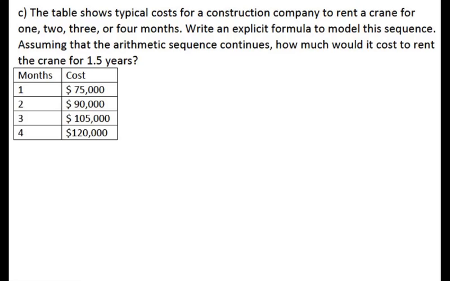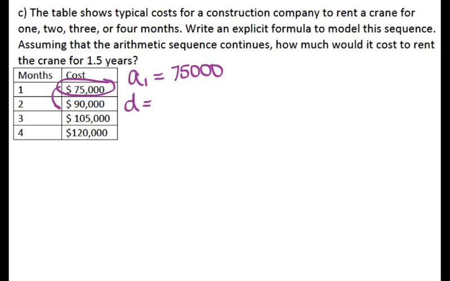All right. The table shows typical costs for a construction company to rent a crane for 1, 2, 3, or 4 months. Write an explicit formula to model the sequence. So we're going to answer that first before we continue. So again, to write an explicit formula, we need 2 things. We need our first term and our common difference. Well, our first term is for the first month, which is 75,000.